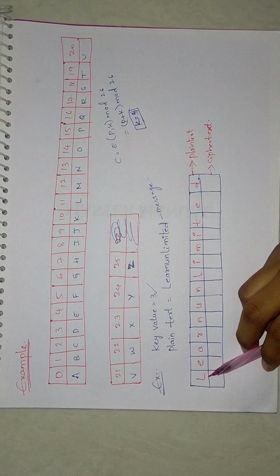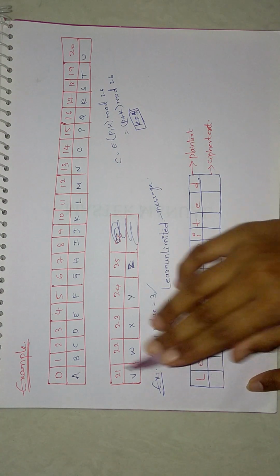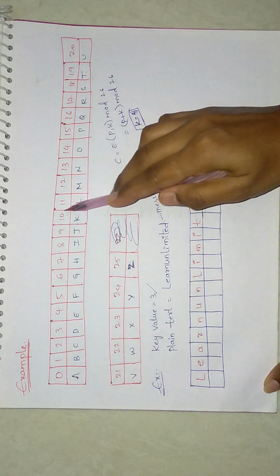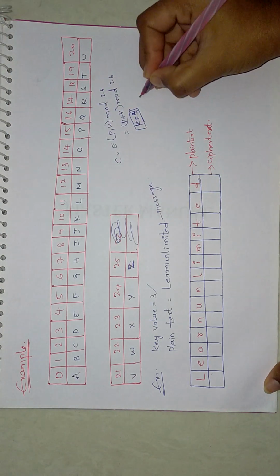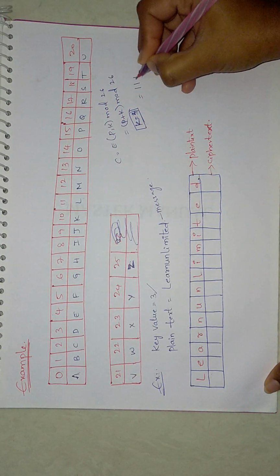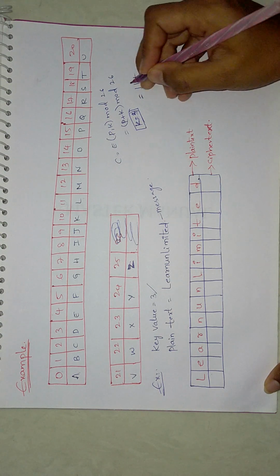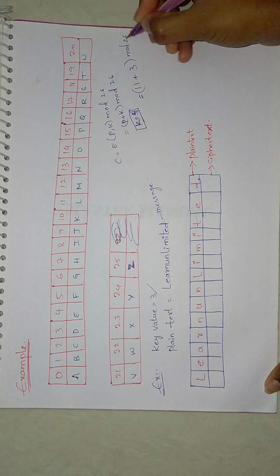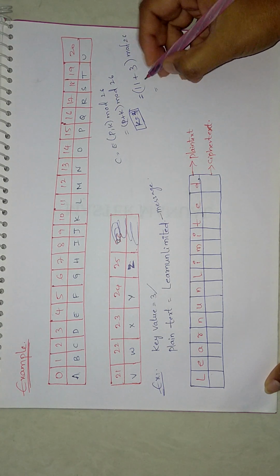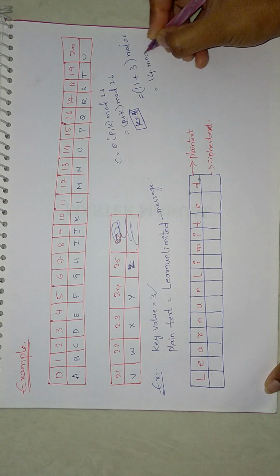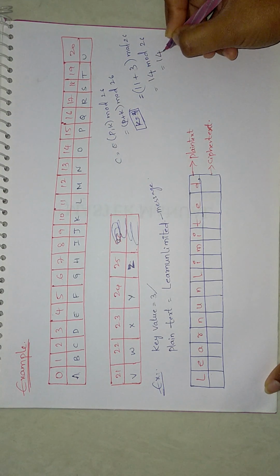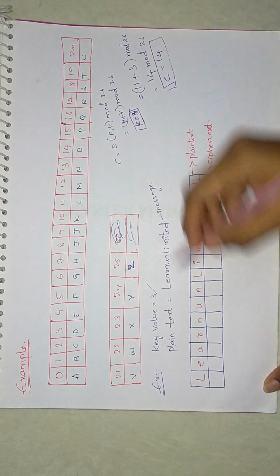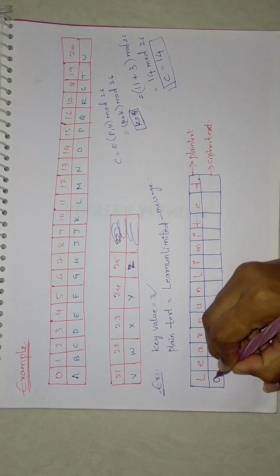First letter is L, right? Now let's go to this table chart. We need this table chart compulsorily, so I have drawn it. For L it is 11. Write it here: plain text letter P is 11. K value is 3. Mod 26. 11 plus 3 is 14, so 14 mod 26. What is 14 mod 26? It's 14 only. Ciphertext number is 14. Now what is the 14th letter? It's O. So for L the substitute will be O.